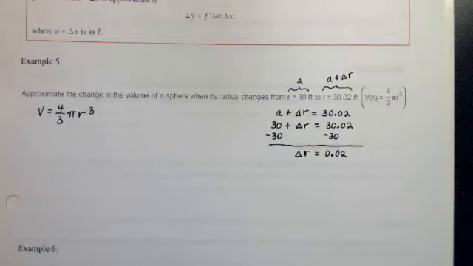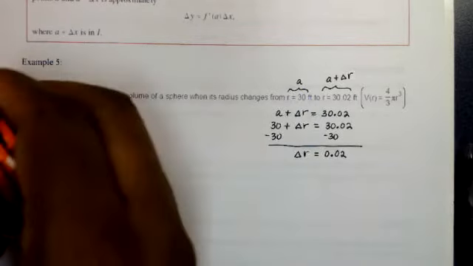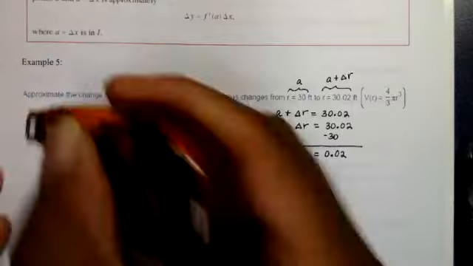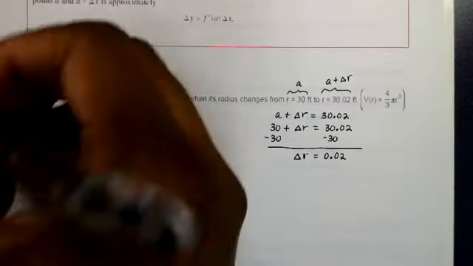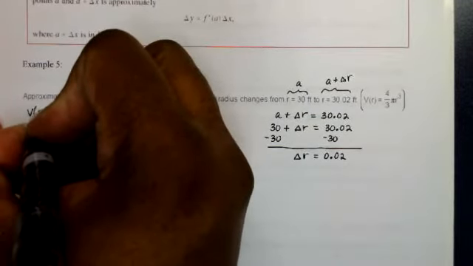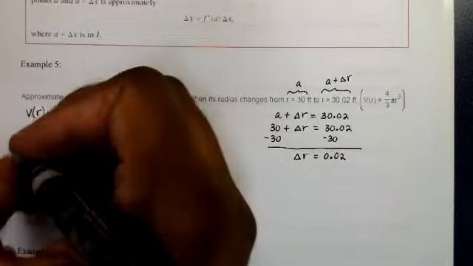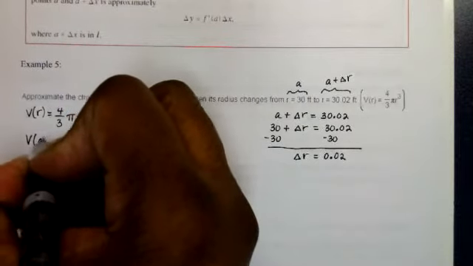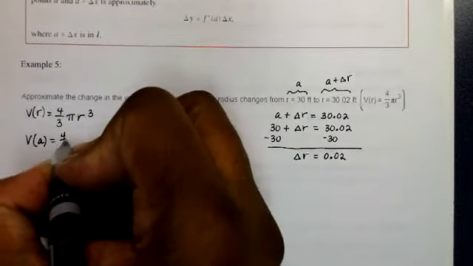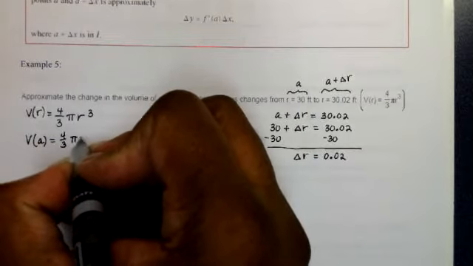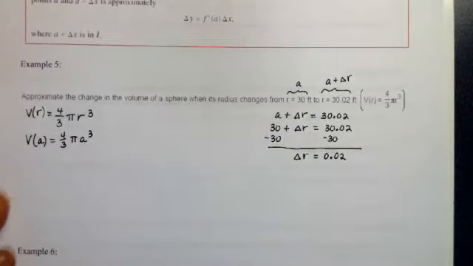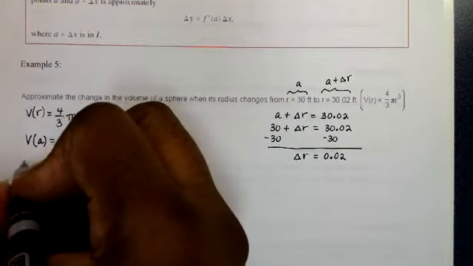All right, now I need to find out the derivative of this. And let me change that V to V of R, just so I can be consistent with what I'm doing here. So that's V of R. Now I need V prime of R. Or better yet, let me change the R to an A. So V of A is equal to 4/3 pi times A cubed. And then take that derivative.